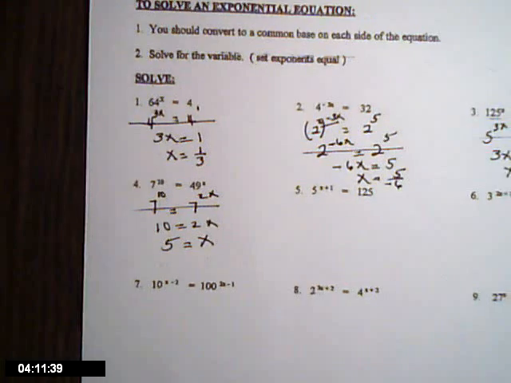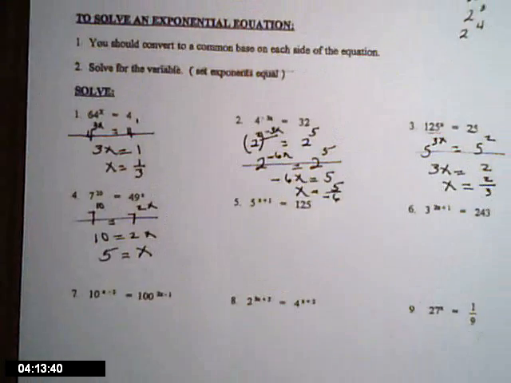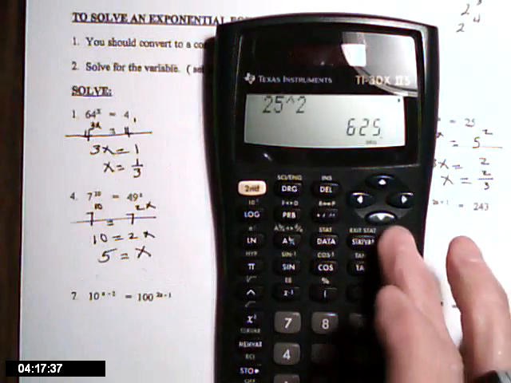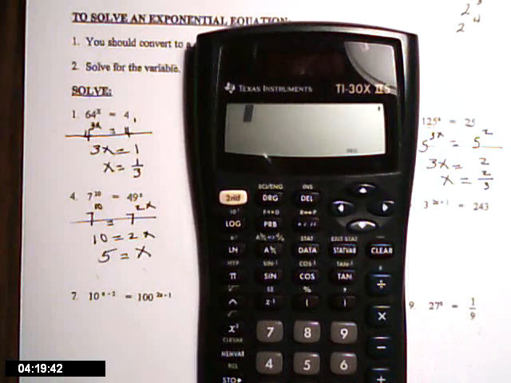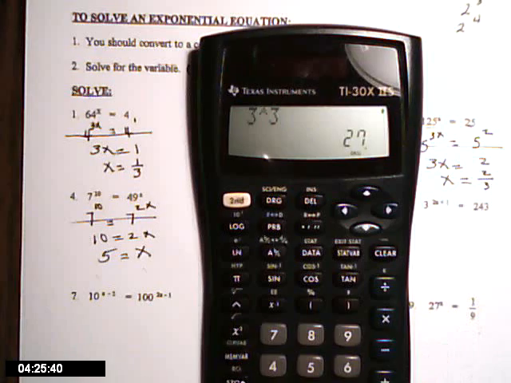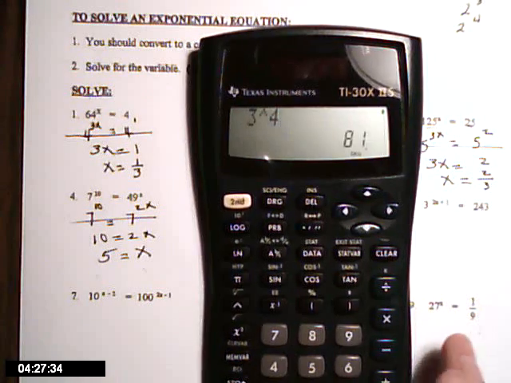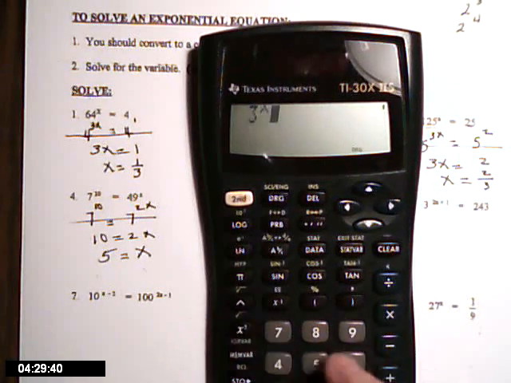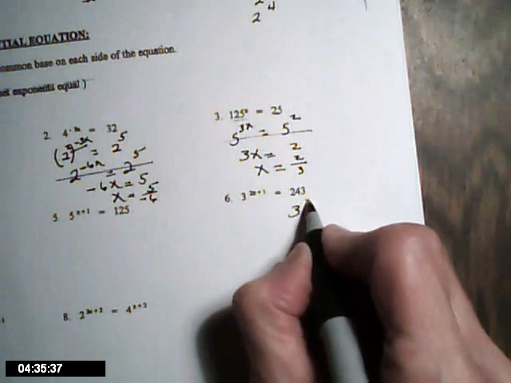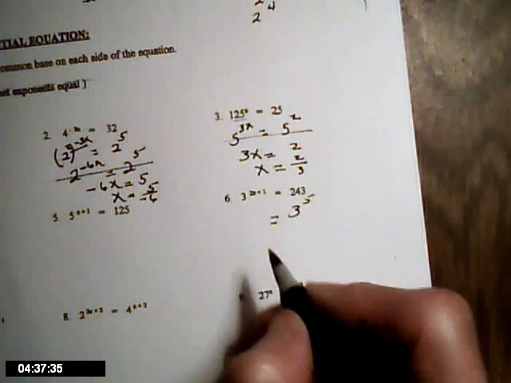I'm going to go over and look at problem number 6. 3 to the 243. Now, if I'm not sure what 243 is, I'm going to use the tip of 3. What would 3 raised to the 3rd power be? That's 27. 3 raised to the 4th power, 81. 3 raised to the 5th power is 243. So that'll be 3 to the 5th. 3 to the 5th is 243.